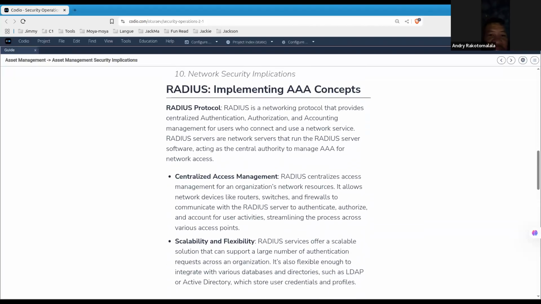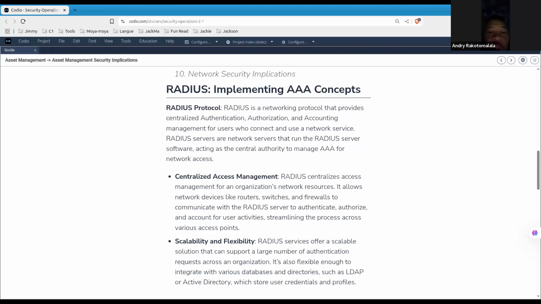Now, the Radius is essentially a protocol dedicated to the AAA program. That means that it is essentially enabling users to connect and use the network and the services. Now, Radius servers can be an entire server dedicated to making sure that anyone who's trying to access anything on a network goes to the Radius server, and it's used as, I would call it, an ultra authentication platform.